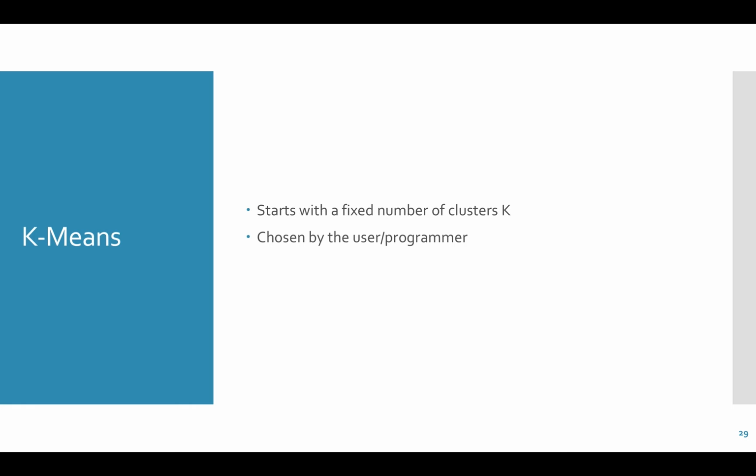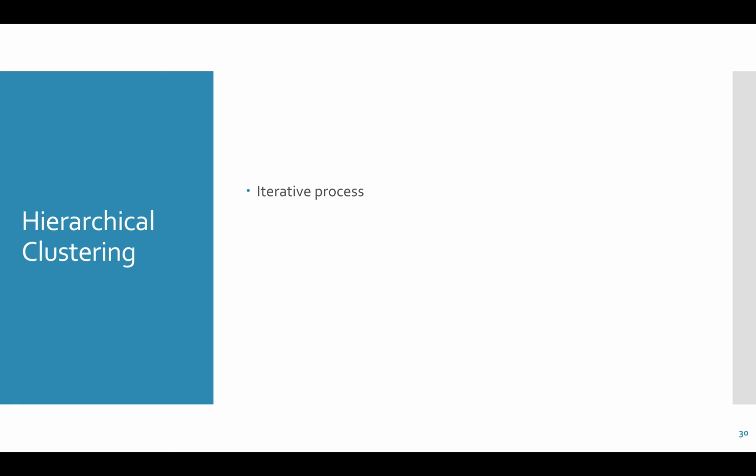So this starts with a fixed number of clusters, right? This is chosen by the user or the programmer. But what if we have no clue how to choose a good K, right? What if we don't even know where to start? Well, there's some other types of clustering that don't really require you to do that. So hierarchical clustering is also an iterative process, and it can be bottom up, which is called agglomerative clustering, and it can also be top down, which is called divisive clustering.